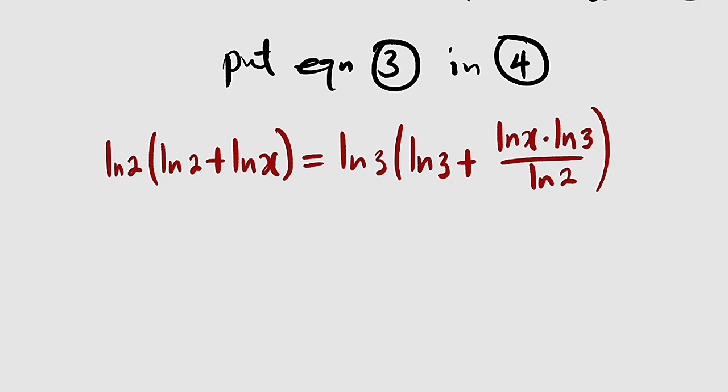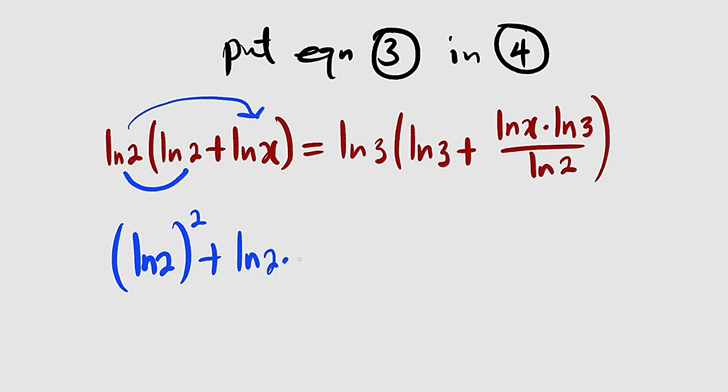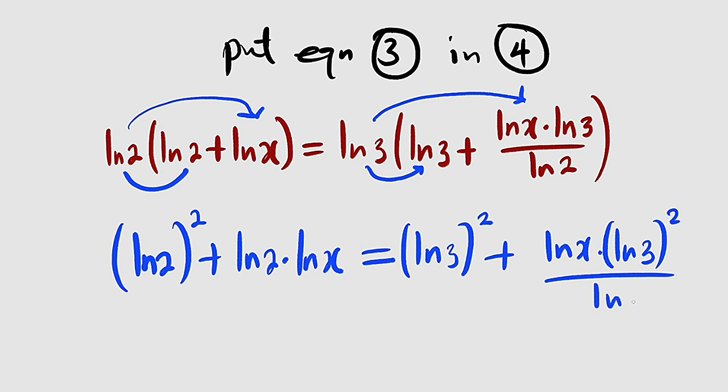So now let us expand this parenthesis. To the left hand side, we have ln 2 times ln 2, which is ln 2 all squared. Then we have ln 2 multiplied by ln x, right? Plus ln 2 multiplied by ln x. This is equal to ln 3 times ln 3, which is ln 3 raised to the power of 2. Plus, we distribute over this again, but we have another ln 3 here. So we have ln 3 squared, ln x multiplied by ln 3 all squared divided by ln 2.